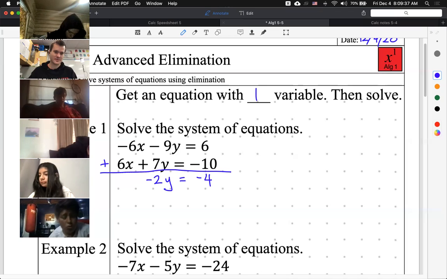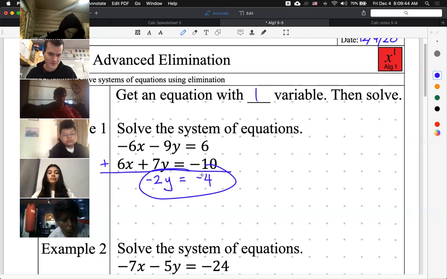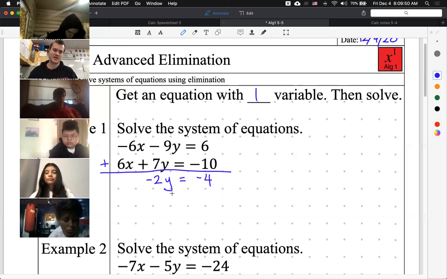Again, you're always coming back to the same goal. This is the hardest step. How do you get an equation with one variable? Well, we added them and we have one equation because there's only one equal sign and one variable. There's only a y. There's no x in here. Yay, pat ourselves on the back. Good job. And then we solve, right? So I have negative 2y is equal to negative 4.